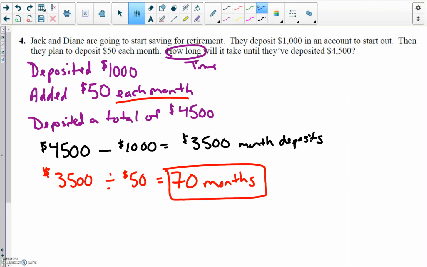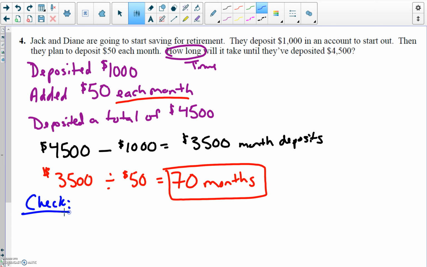The last step of our process, though: we pulled out all our information so we could understand it. We devised a plan of subtracting off the original deposit and dividing the remaining amount into the $50 deposit monthly chunks. And so we still have to check. That's the last step that a lot of people forget that's really important, is to check and make sure that this answer makes sense. Especially if I had written my answer in years, that would definitely throw things off, even though all I did was accidentally write down the wrong unit. So we still need to do a check.